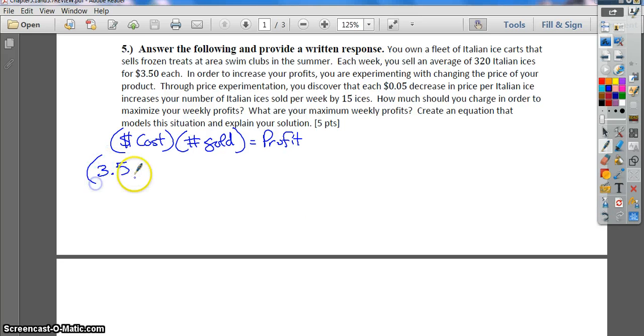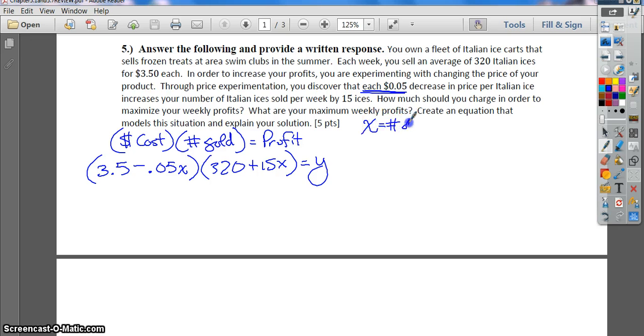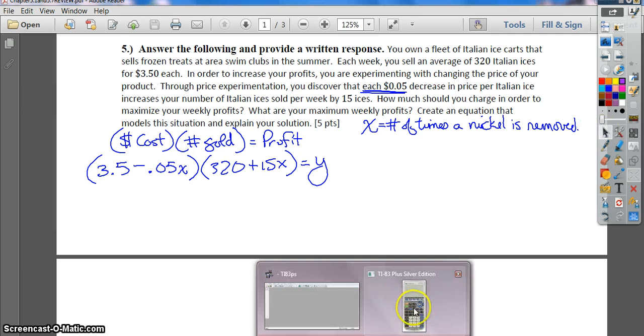So it costs $3.50. You're removing a nickel every time. So you're doing it by intervals. Each 5-cent decrease, you see your sales, which were 320, go up by 15 per nickel you take off. And y was your profit. So x is the number of times a nickel is removed. So what you'll have to do is graph this guy on the graphing calculator.